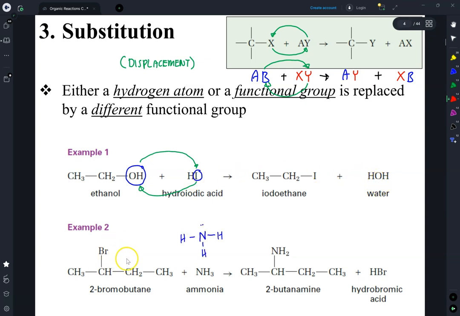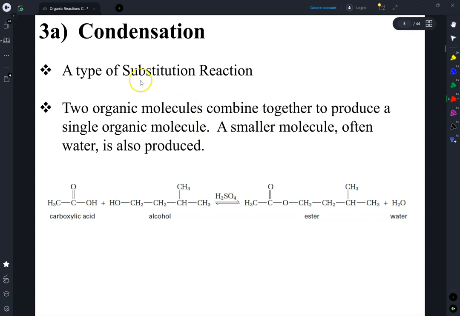In example number 2, the bromine and the NH2 are going to switch places, allowing us to attach an amine group onto the hydrocarbon while allowing the bromine and the hydrogen to form hydrobromic acid. As I mentioned before, some reactions do fall into more than one category. As an example, condensation reactions are a special type of subcategory for substitution reactions. During a condensation reaction, two organic molecules combine together, in this case the carboxylic acid and the alcohol, to produce a single organic molecule, in this case an ester. Quite often a smaller molecule, in this case water, is produced.